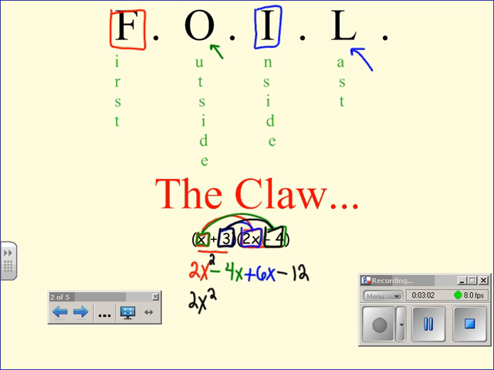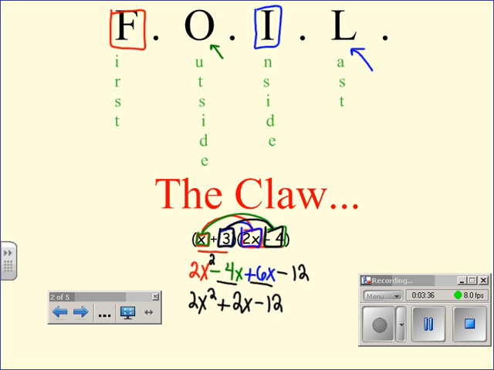When I'm simplifying my next terms, I notice that I have a -4x and a 6x. Because the variables are the same and they have the same exponent, I can add those together. -4x plus 6x is going to be 2x. So that's plus 2x. There is nothing to add to my -12, so I can just add that on the end. And here I have 2x squared plus 2x minus 12.